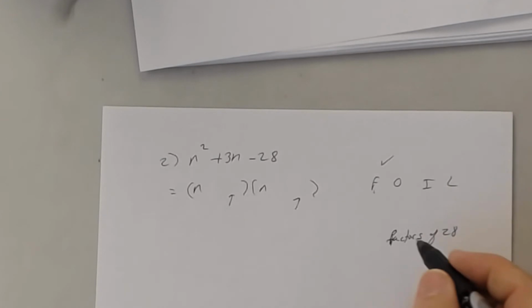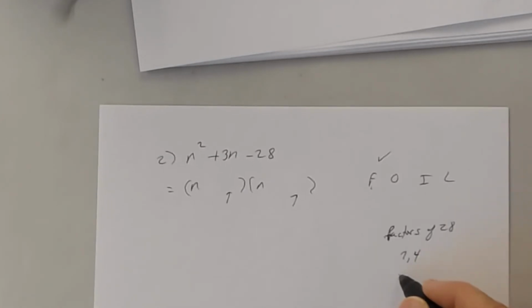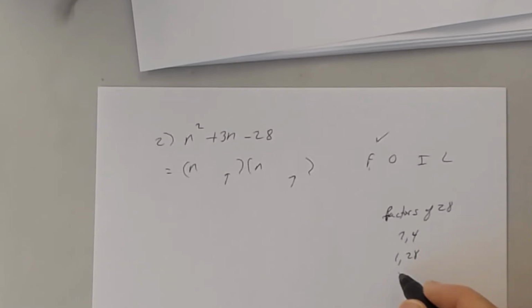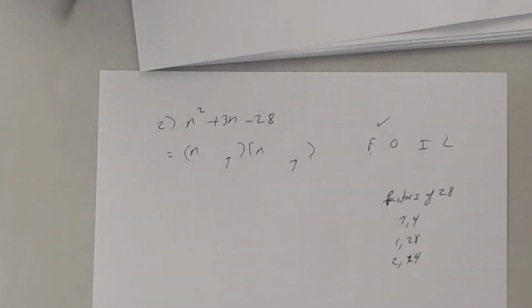What are some possibilities? 7 and 4. What are some others? 1 and 28. What are some others? 2 and 14. I think that's it, right? Okay, that's it. All right, now this is the easy kind. So since that's the easy kind, listen to the directions.